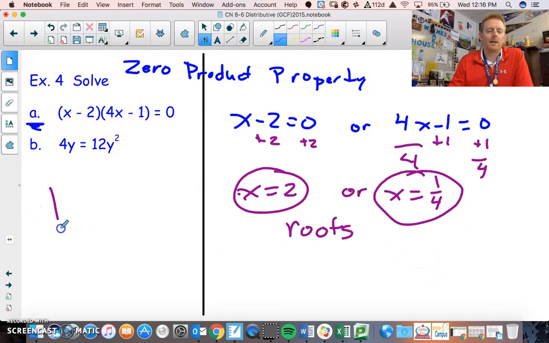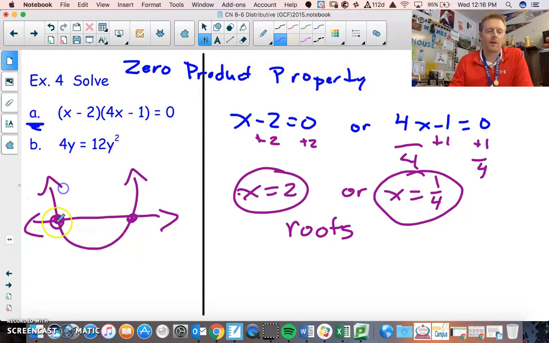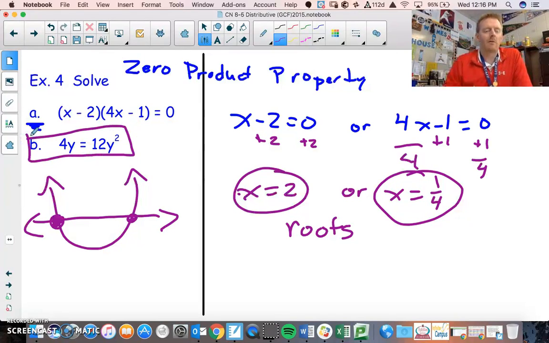They're going to end up making what's called a parabola. So this is the x-axis. The roots are where it crosses the x-axis. So these dots right here are what we're finding when we solve problems like this. This last one, example B, we will do that one when we get into class tomorrow.